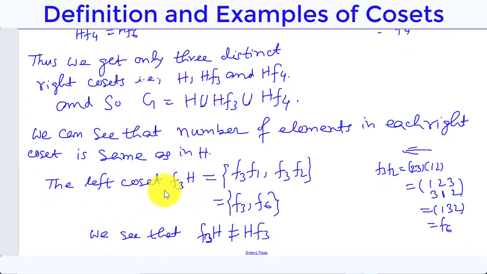The left coset f3H is equal to {f3 composition f1, f3f2}, which gives {f3, f6}. Here f3f2 is equal to (2 3) composition (1 2). So 1 goes to 3, 2 goes to 1 and 3 goes to 2, which is (1 3 2), which gives f6. Thus we see that f3H is not equal to Hf3. So in every group, left cosets need not be equal to right cosets. Here G is a non-abelian group, so the left coset is not equal to the right coset.